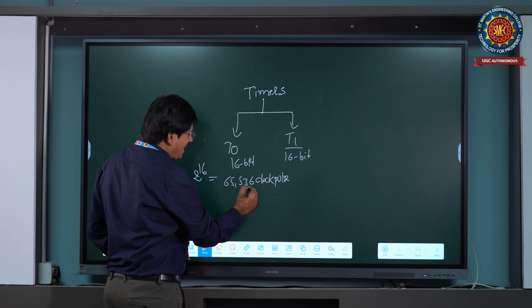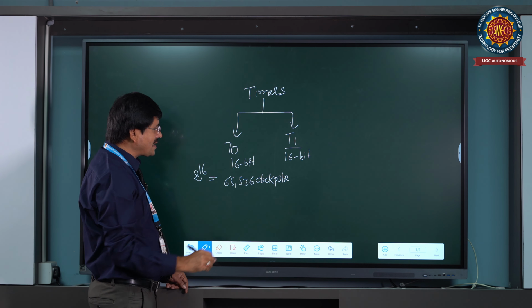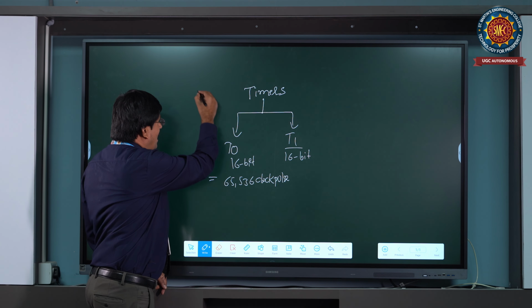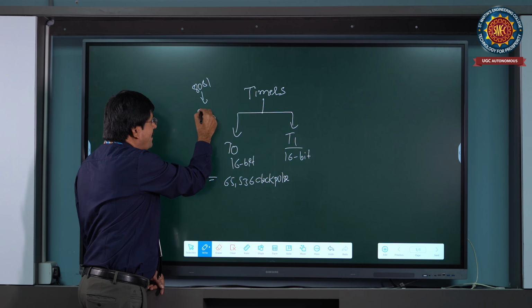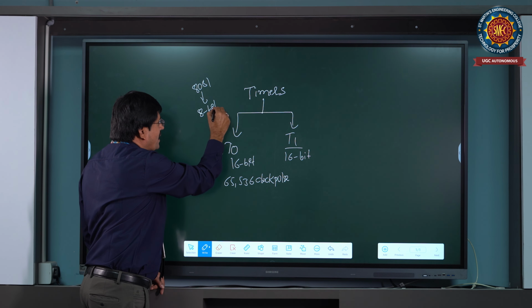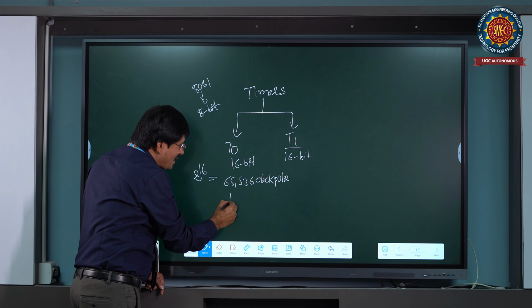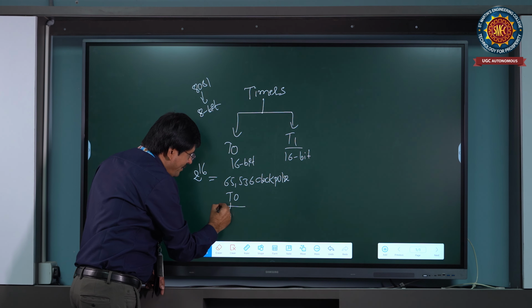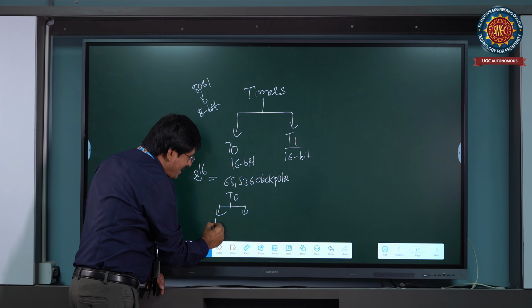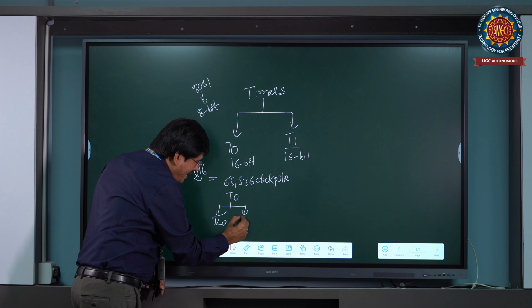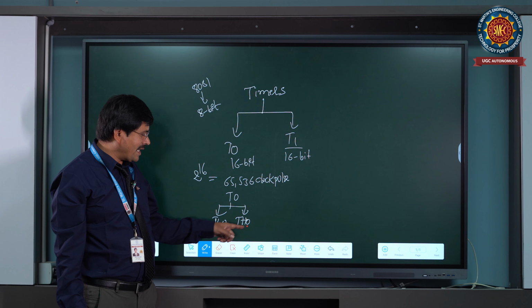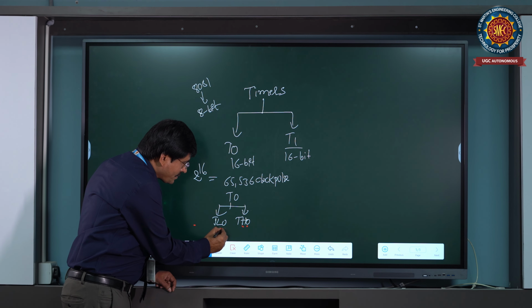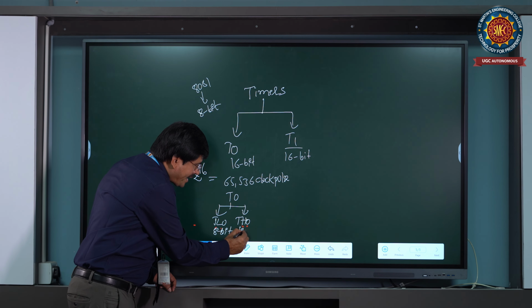Both timers can count 65,536. But our 8051 microcontroller can support only 8-bit operations. So what we are going to do here is divide timer 0 into two 8-bit registers, TL0 and TH0: timer 0 lower byte and timer 0 higher byte. Both are 8 bit.